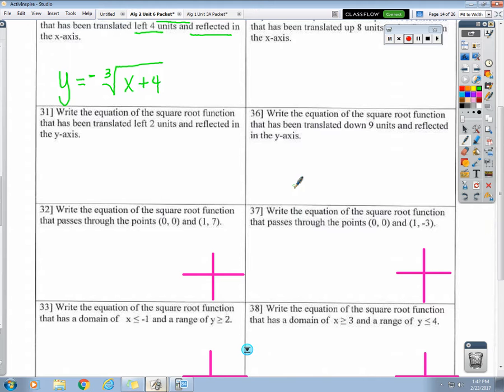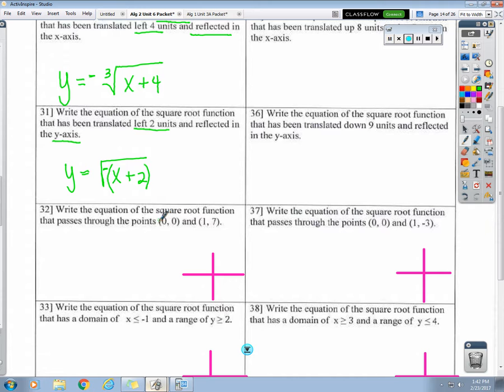Write the equation of the square root function that has been translated left 2 and reflected in the y-axis. So this time it's a square root function, so square root of x. Left 2 would be plus 2. But to reflect across the y-axis, it does matter where the negative goes because it's a square root, on the inside. Now, since you have more than one thing on the inside, you have to put it all in parentheses before putting the negative. If you don't, it'll be messed up, and when you graph it, you'll see that it does not match the description.